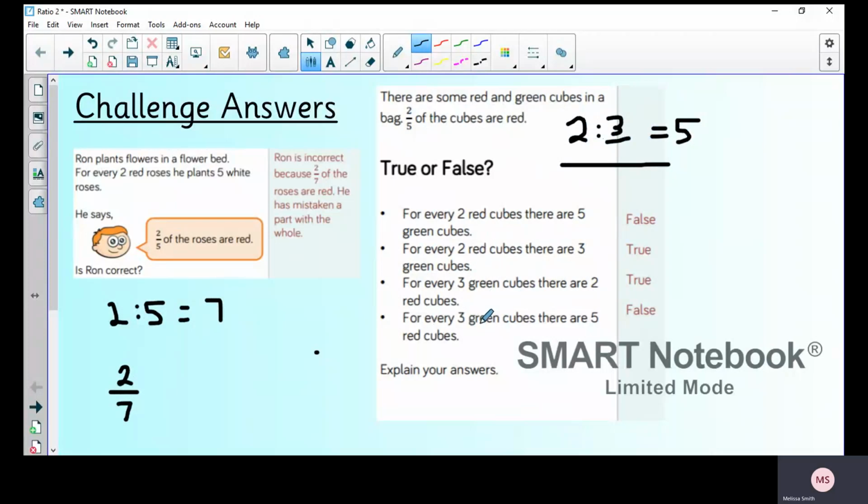For every 3 green cubes, there are 5 red cubes. And we know that one's false because the ratio is 3:2 or 2:3, depending on which cubes are going first. Okay, let's have a look at today's learning.